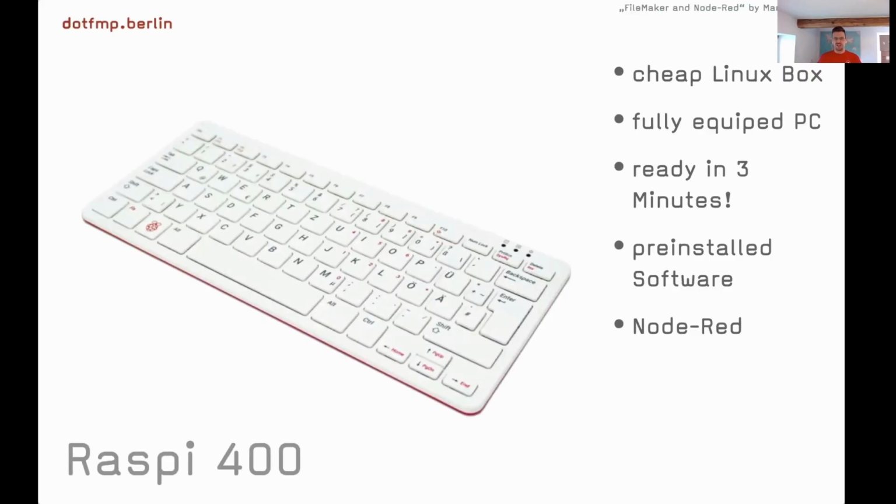We started with the Raspberry as an introduction to how Node-RED came to me. The Raspberry was the door opener for me. It's a cheap Linux box for only $70. I bought it later last year. It's a fully equipped PC ready in 3 minutes with Linux on it. And what surprised me most, there was pre-installed software on it, and one of this software was Node-RED.